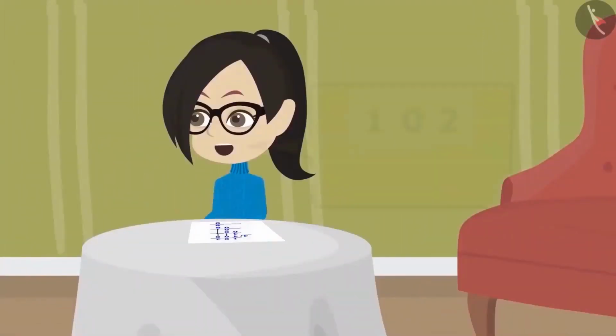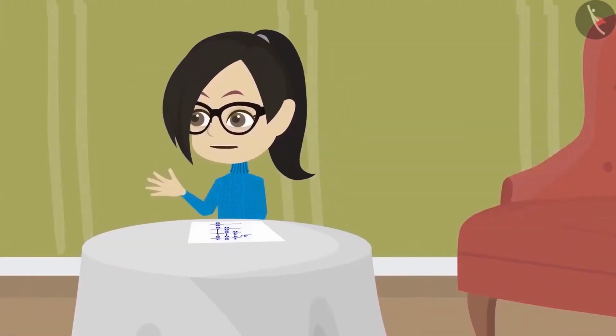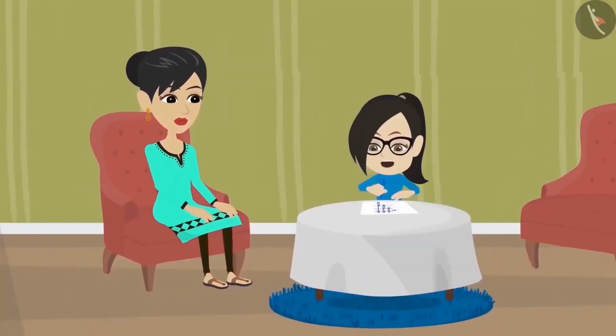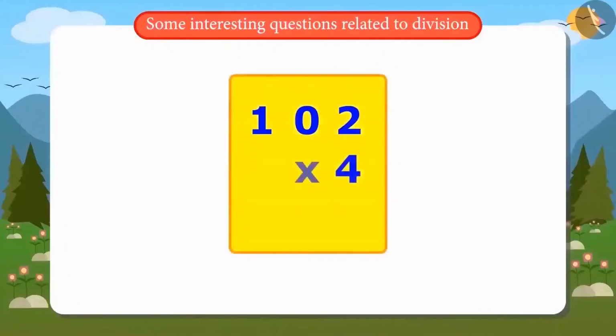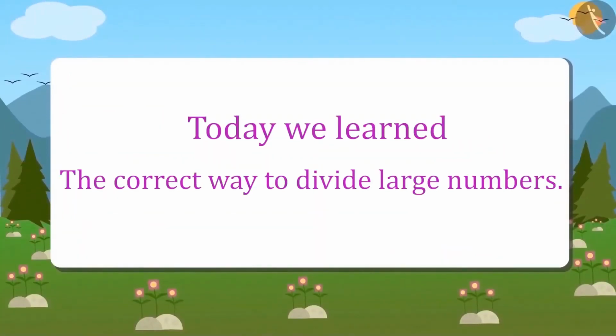Okay, Mother. I will multiply 102 by 4. If the answer comes to be 408, then the division is correct. Yes. To multiply 102 by 4, I will write it like this. And now I will multiply. The answer came 408. That means I divided it correctly. Today we learned what is the correct way of dividing large numbers.